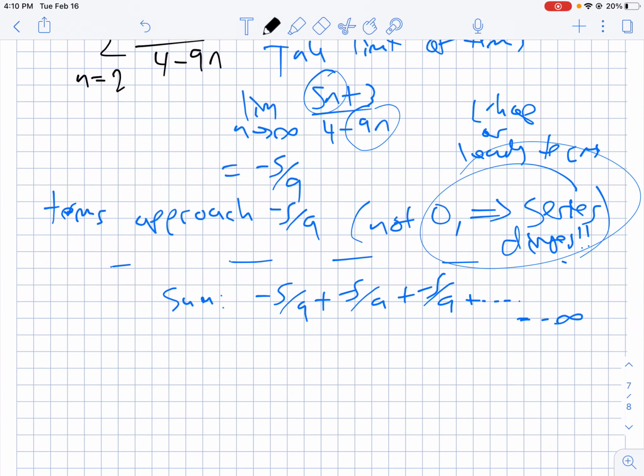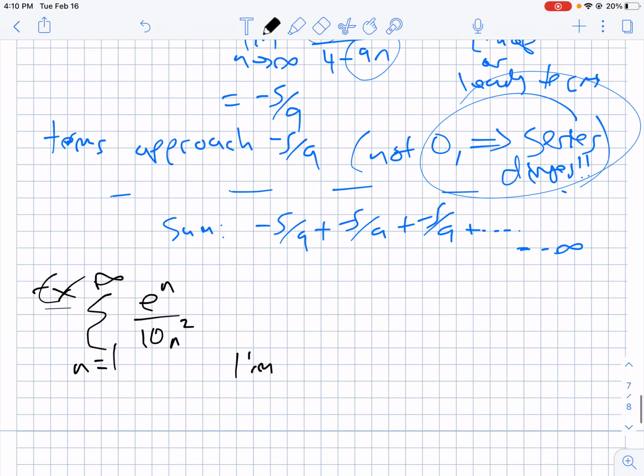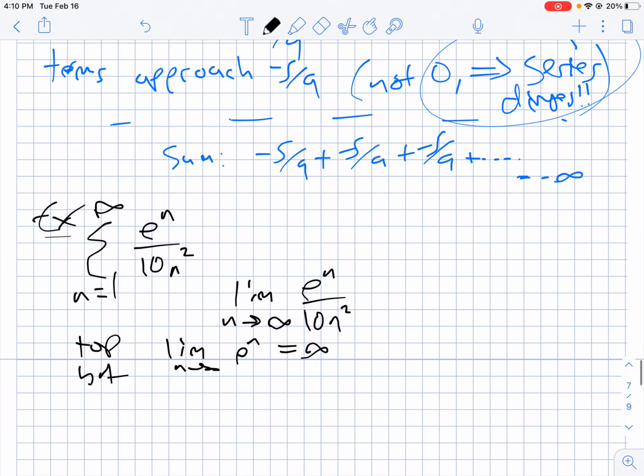Okay. And then finally, let's just look at one more example. Let's suppose, for example, I don't know, we have the sum from, say, 1 to infinity of e to the n divided by 10n squared. So you want to take the limit here as n goes to infinity of e to the n over 10n squared. Now, this looks like a case for L'Hopital's rule. So we do the top and the bottom separately. The limit as n goes to infinity of e to the n is, of course, infinity. You do the same on the bottom, 10n squared. That's also infinity, so we L'Hopital it.